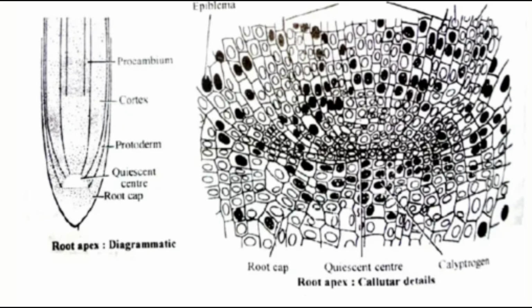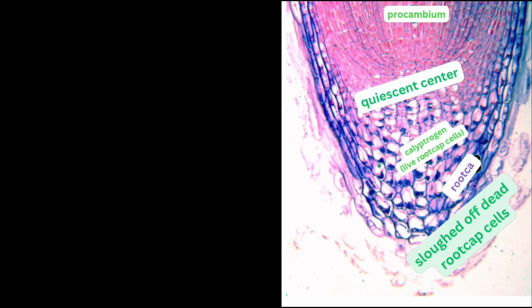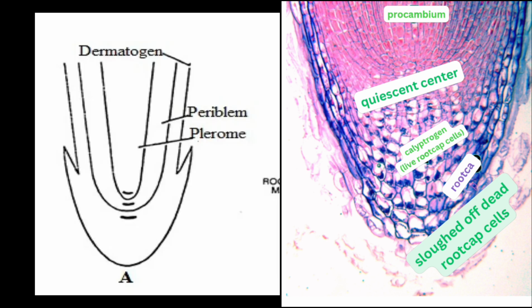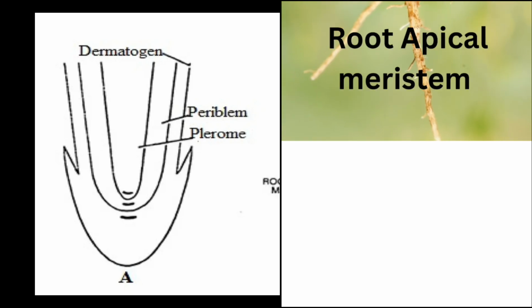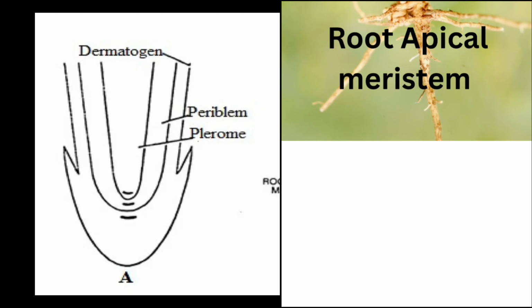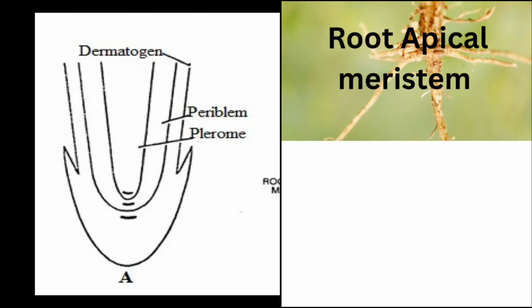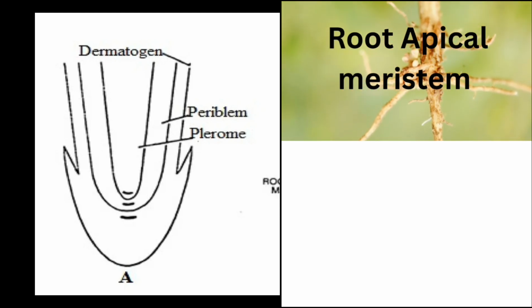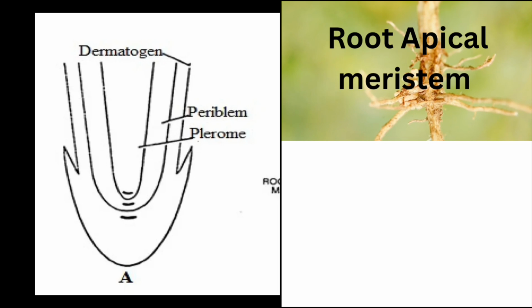Then the actively dividing cells are known as the initials. They surround the quiescent center. They give rise to the root tissues like the root cap cells, epidermis, cortex and stelar region. So what do we call these initials? Calyptrogen for the root cap cells, dermatogen for the epidermis, periblem for the cortex and plerome for the stelar region, that is the vascular cylinder.